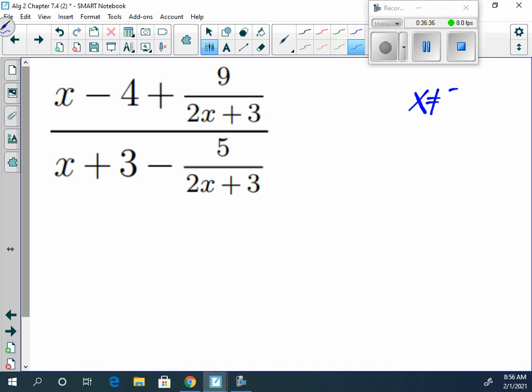Yep, negative 3/2. And the way we can look at that is because, well, what do we know first? We've got to move the 3 over by subtracting, and then we have to divide by 2. Now, what would be the least common denominator? What are we going to multiply the top of this fraction by and the bottom? 2x plus 3. As well, that's the only thing that's in the denominator.